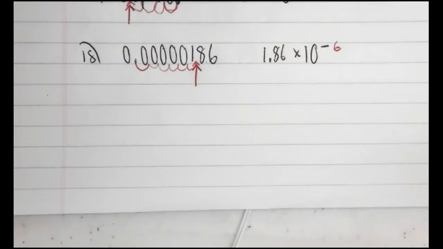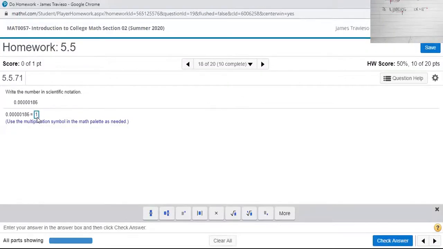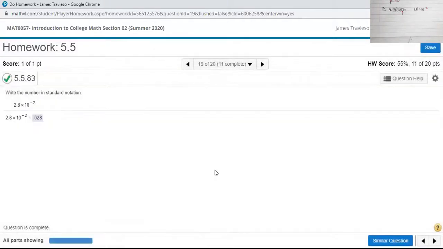And again, I just want to go in here and reinforce how you have to enter these answers. So it's 1.86, and we don't hit the X button. We have to use the times button down here, the multiplication sign down here. And then it's 10 to the negative 6. And then you're good.